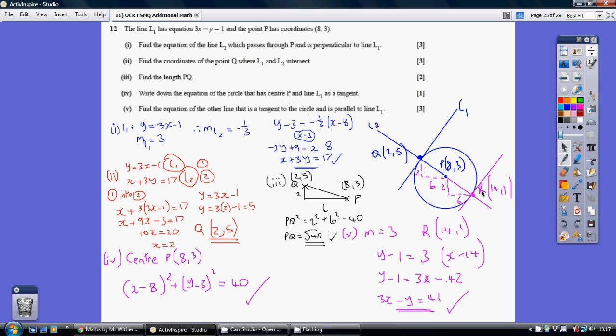So we know that R, which is another tangent to the circle with the same gradient, has coordinate (14, 1). Clearly this tangent will have the same slope as L1, so it has a gradient of 3. Again using y minus y1 equals m(x minus x1), I get y minus 1 equals 3 lots of (x minus 14). Multiplying out and rearranging, I get 3x minus y equals 41.